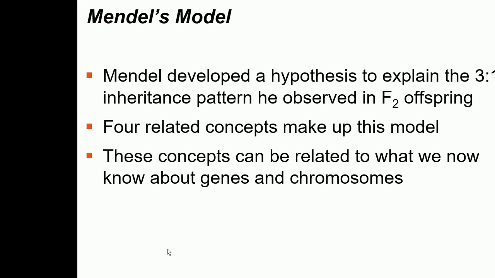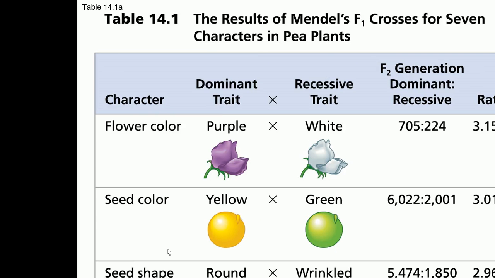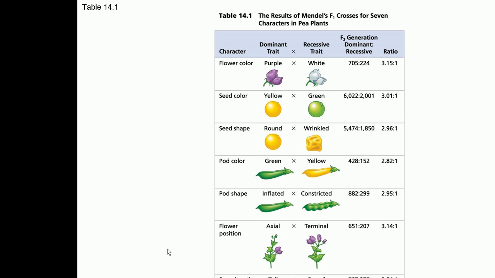So basically he chose those characters which actually existed in two forms. If he chose the flower color, it was either purple or white. Seed color, it was either yellow or green. Seed shape, it was either round or wrinkled.